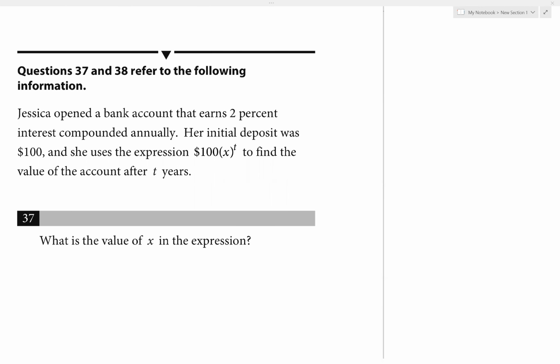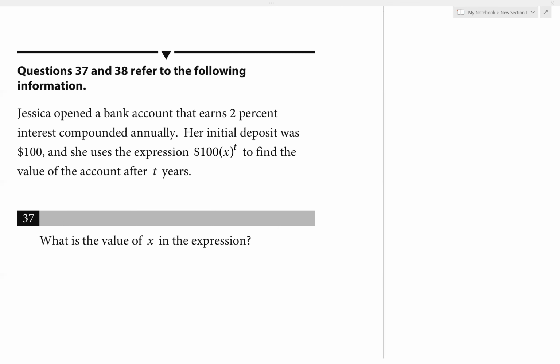All right, let's take a look at number 37. We have Jessica opened a bank account that earned 2% interest compounded annually. Her initial deposit was $100, and she uses the expression 100 times x to the t to find the value of the account after t years. 37 says, what is the value of x in the expression?